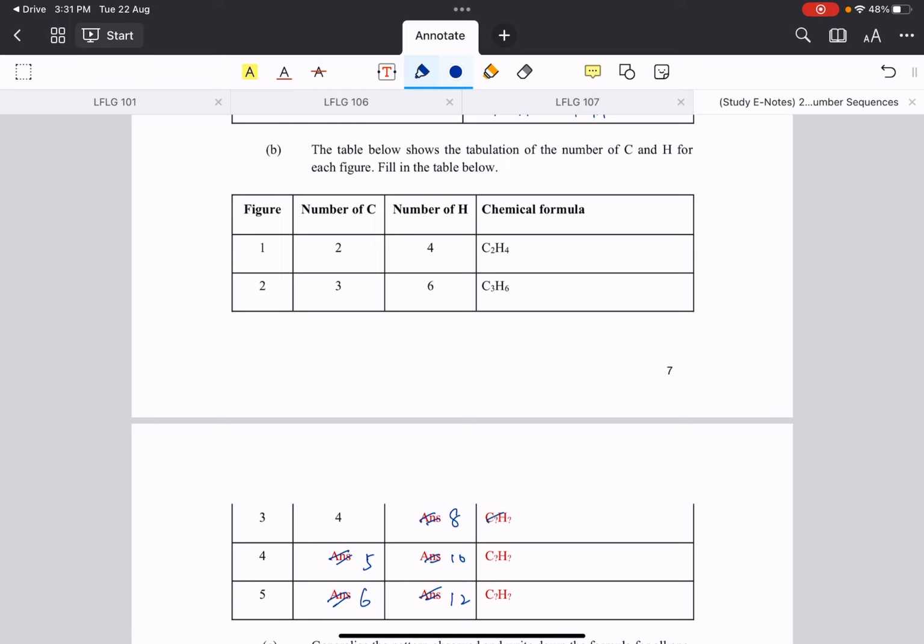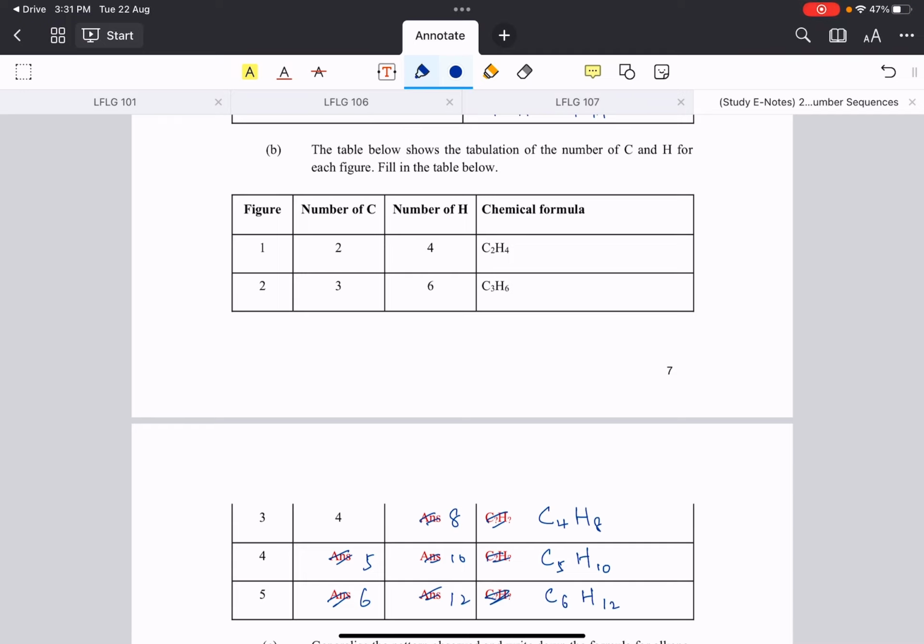So down here, this one is actually C3H6. Oops, did I write it wrongly? Yeah, I wrote it wrongly. Let's go back. It's C4H8, C5. Let me try again. C5H10, C6H12. That's what we get.